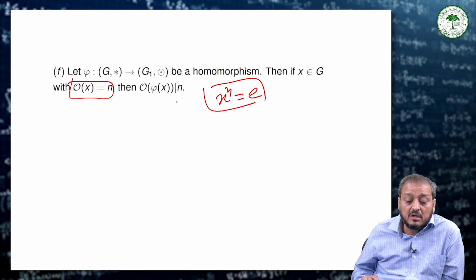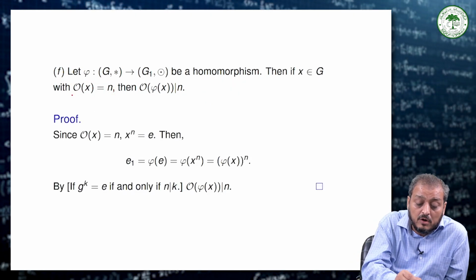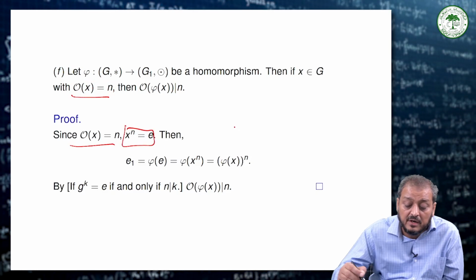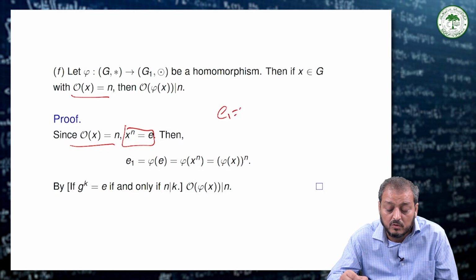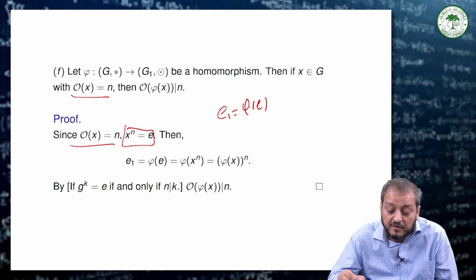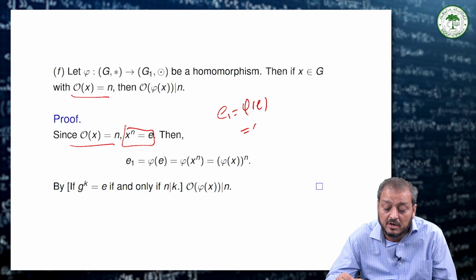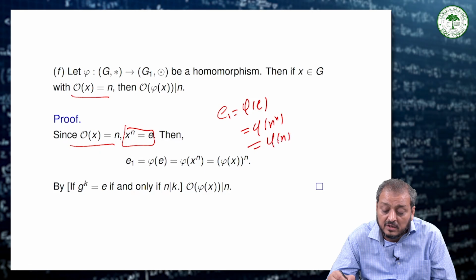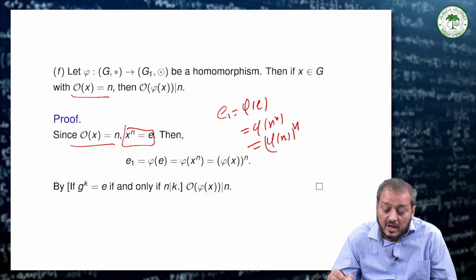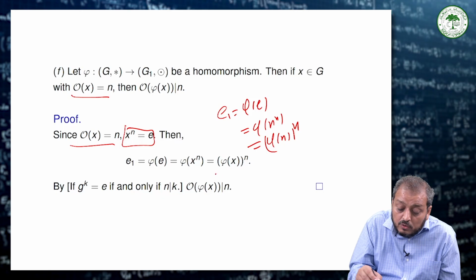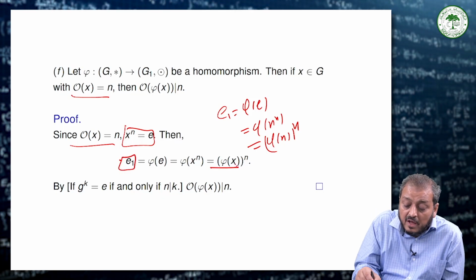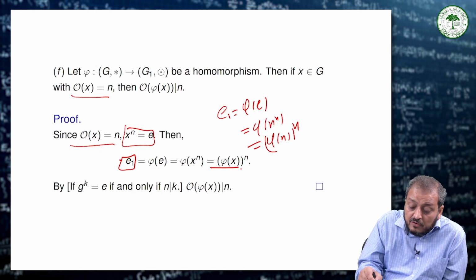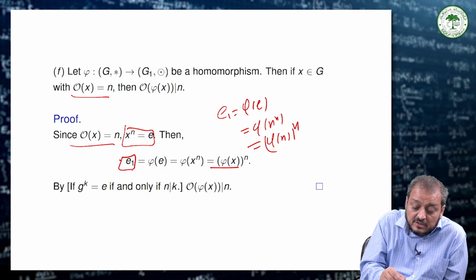We can prove this because the order of x is equal to n, so x to the power n is equal to identity. You know the property that the identity E1 is equal to phi of E, and phi of E is equal to phi of x to the power n. Now by the previous result, this is phi of x whole to the power n, and so phi of x whole to the power n is equal to identity. Now we have to use the fact that phi of x to the power n is equal to identity.